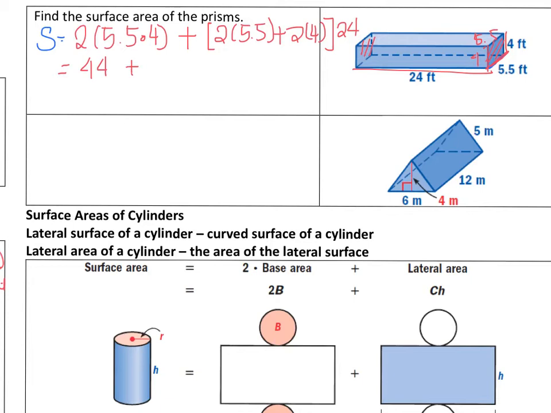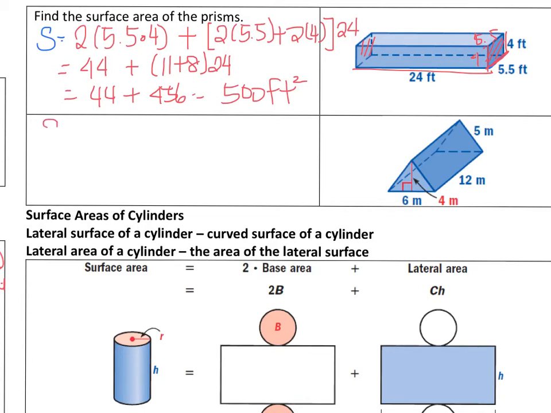plus 11 plus 8 times 24, and then 44 plus 456, and you should get 500 feet squared. Okay, let's do one more triangle prism.